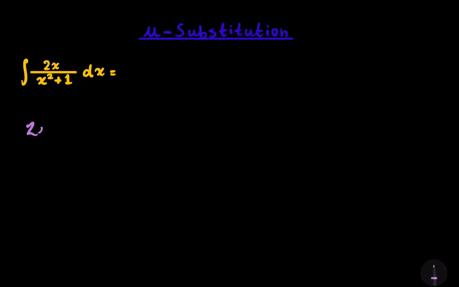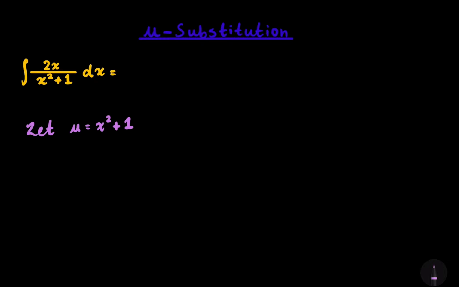So let u, and really we should call it u of x, but we're just going to omit that x, because this is going to be written as a function of x. So let u equal to what? What do we want u to be equal to? Well, we have this 2x in the numerator and this x squared plus 1 in the denominator. It might be helpful to set u equal to x squared plus 1, and we will see why in a moment. So let's have u be equal to x squared plus 1.